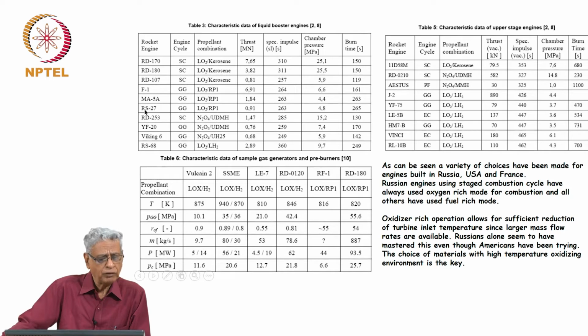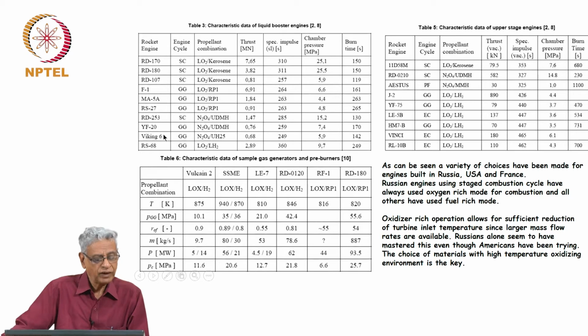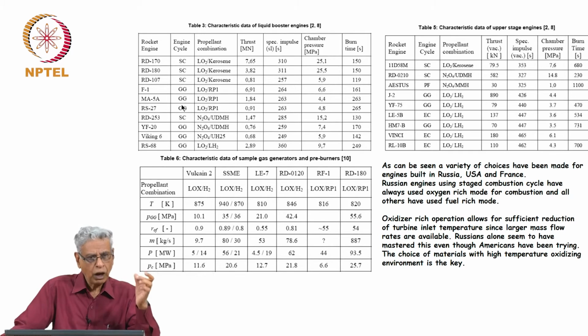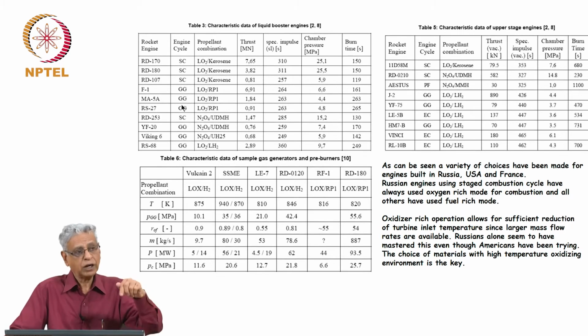These are all, some of them are American, RS-27 is American, RD-253 is Russian, and this is essentially a storable hypergolic combination. Viking engine is the earlier version of Vikas. It's a French system, N2O4 and UH25 is a mixture of UDMH and N2O4. These are American engines, and you will see that these are all gas generator cycle. That means the gases which are going out of the turbine go out of the exhaust, and they do not enter the main combustion chamber.